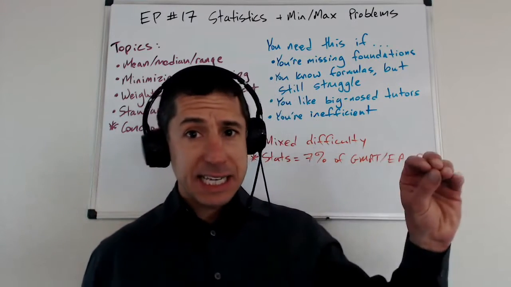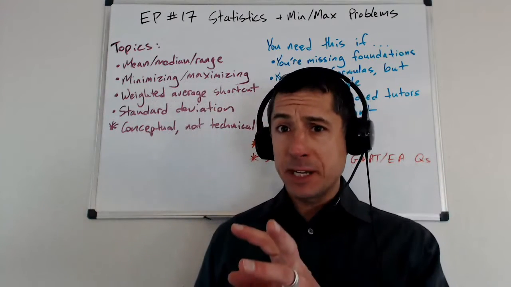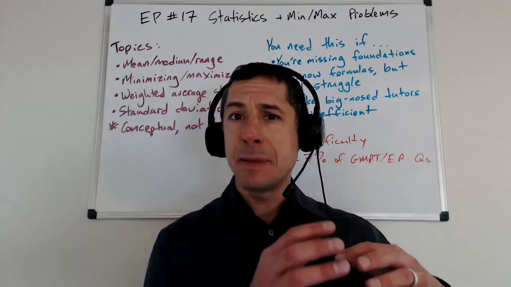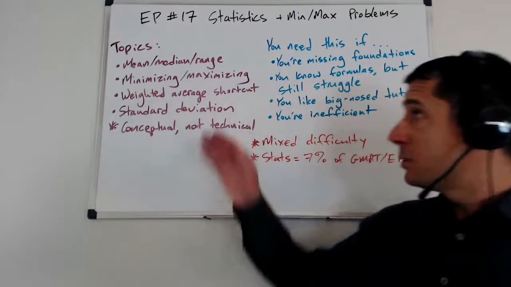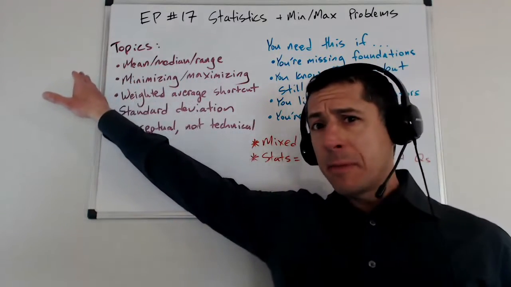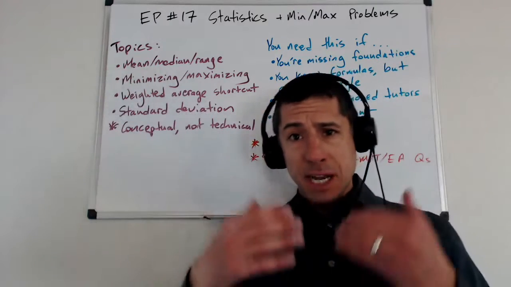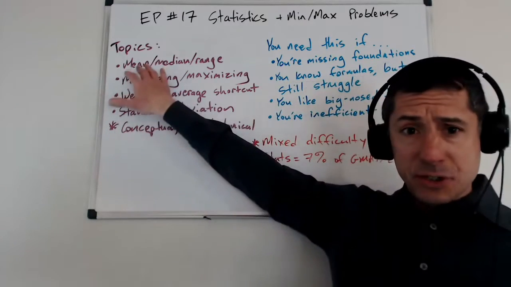If you've taken a lot of stats and you know all the formulas, that's fantastic. This video might still help you a bunch because we're going to help you understand those concepts a little bit more deeply and, more importantly, be able to apply them in the ways the GMAT and the EA tend to test it. So topics here, we're going to be talking about mean, median, and range, but I'm not going to walk you through the basic definitions. I'm going to assume that you know these three things, but I'm going to talk about the kind of pitfalls that you can run into on the GMAT and EA that involve these terms.